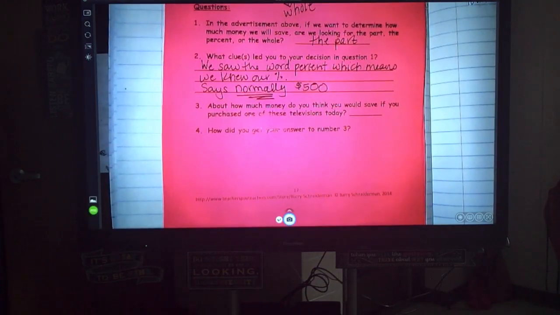All right, number 3 says, how much money do you think you would save if you purchased one of these TVs? This is not you doing the calculations. This is what you guessed. So if you did the calculations, don't raise your hand, because that's not what you were supposed to do. What does it say? About. That means you are guessing about how much you think you're going to save. So those of you who did not do the calculations, what do you think? Is it fair if we did it in our head? No, because that's doing the calculations.